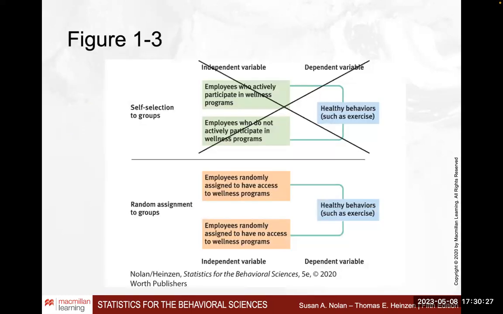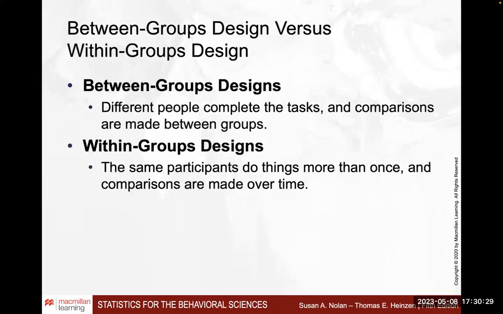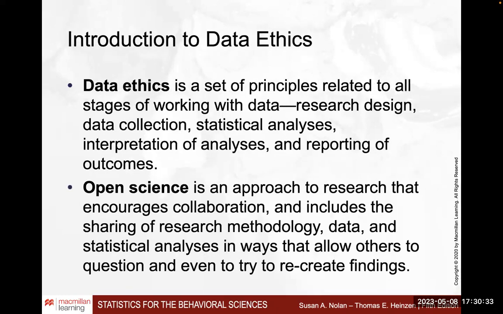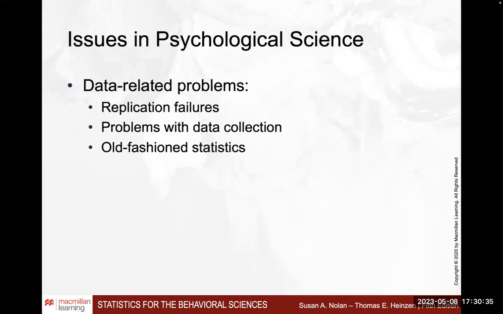Health behavior, that was a good one. Between-groups, forcing groups design, we talked about that. Data ethics, open science, we just talked about that. Yeah, the problem, not just with psychological science but with science generally, is replication.